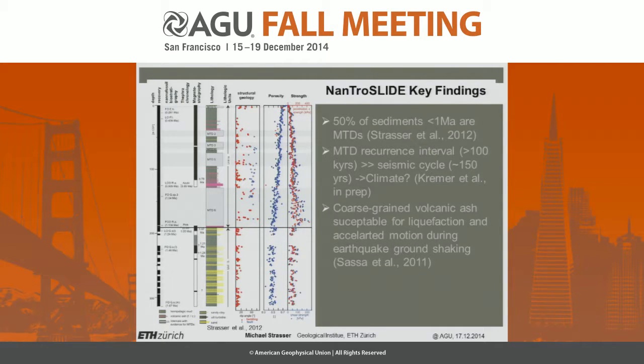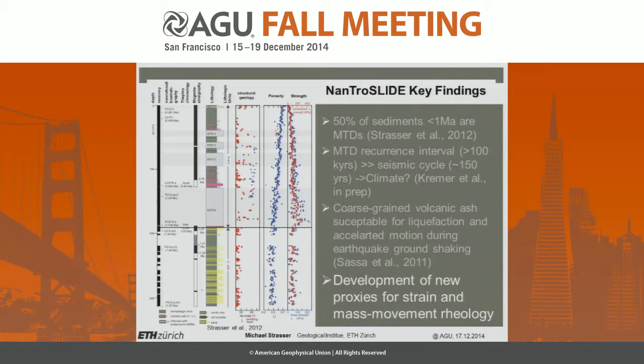What we also find is a really coarse sand layer, and Sassa and colleagues have done some dynamic ring shear analysis to show that the material is capable of accelerated motion upon liquefaction, upon earthquake seismic shaking. So this ties in.